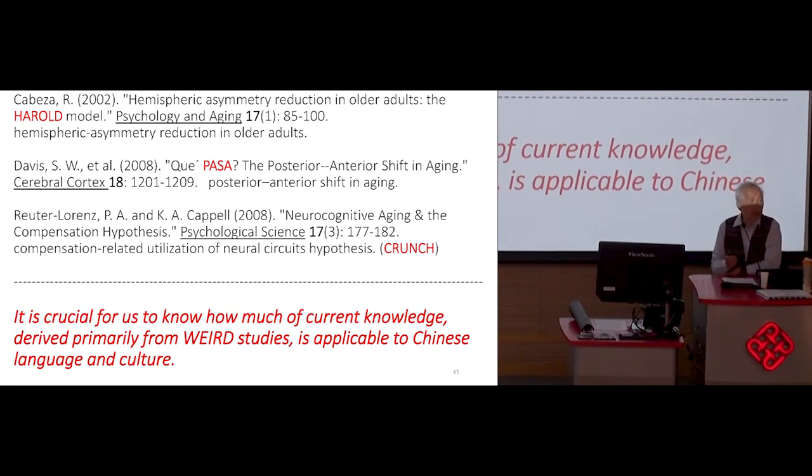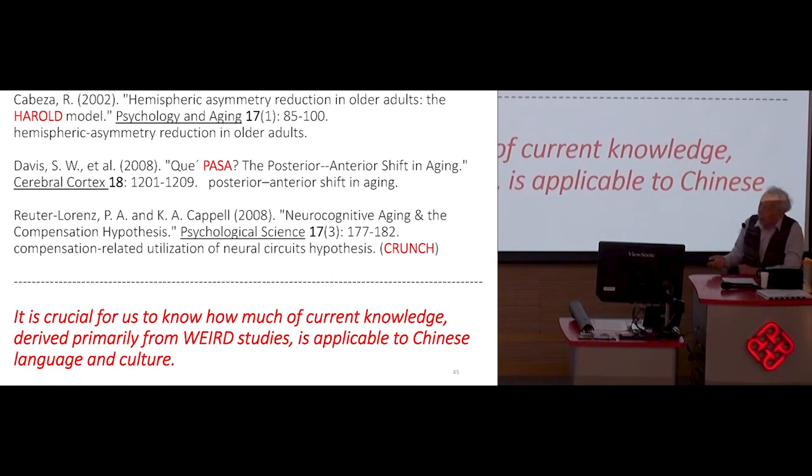Another difference between how elderly people process language and young people has been called the STAC. This was noticed a decade ago, called the posterior to anterior shift in aging. PASA just stands for posterior to anterior shift in aging. Many of the tasks that the back of the brain performs in young people are shifted forward. So there are all sorts of ways that, as the brain atrophies, other portions of the brain take over to compensate for the loss.